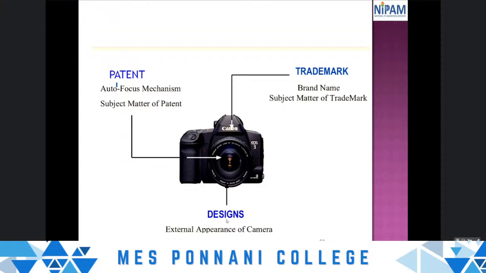So as you can see here, the Canon camera, the technical aspects of this camera, such as the autofocus mechanism, etc., will be covered under a patent. Then the design of this particular product, the external appearance, will be registered as a design. Then the Canon trademark, which appears on the product, will certainly be registered as a trademark.